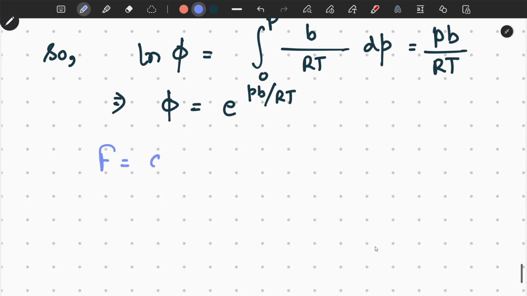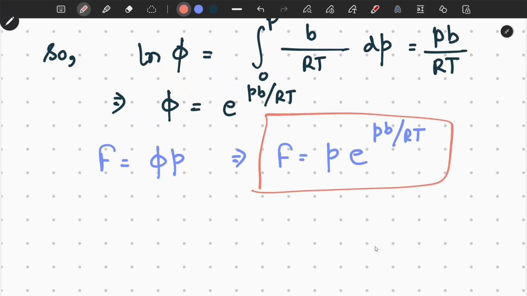We have to consider fugacity. That is already given. So the total pressure part is already corrected. Okay. Yes. So this is the form. Which one is most accurate?